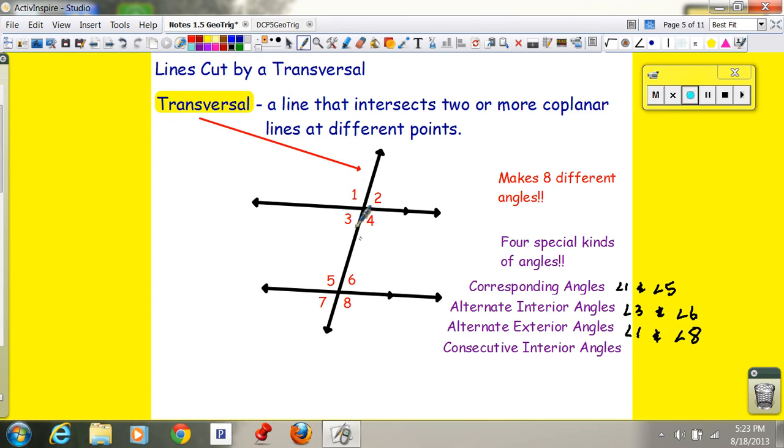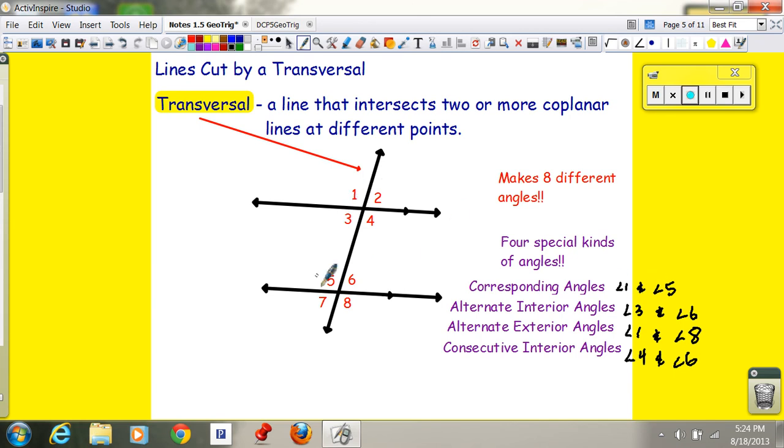They're alternating sides of the transversal, and they're on the exterior of the two lines. They're on the outside of the two lines. Interior is in between the two lines, exterior on the outside of the two lines. And then consecutive interior angles would be like angle 4 and angle 6. Now angle 3 and 5 are also consecutive interior. They're on the left side. These 4 and 6 are on the right side. So those are called consecutive interior angles, 4 and 6 or 3 and 5.